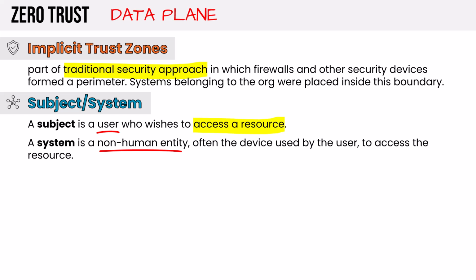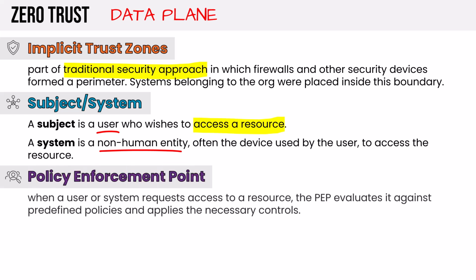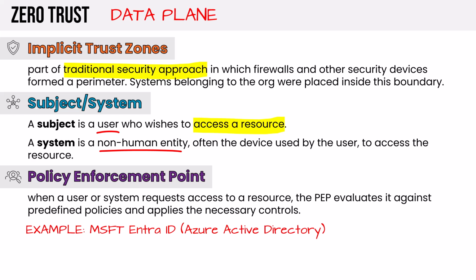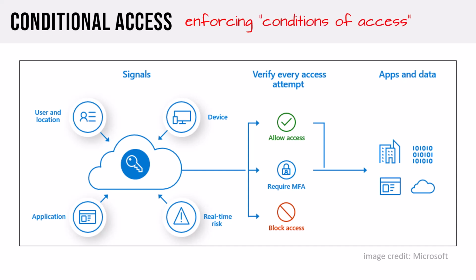And then we have the policy enforcement point. When a user or system requests access to a resource, the policy enforcement point evaluates it against predefined policies and applies the necessary controls. Microsoft Entra ID is a good example of a policy enforcement point. So we're going to visualize these concepts a couple of different ways for context.